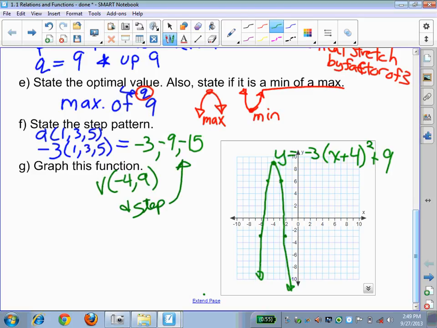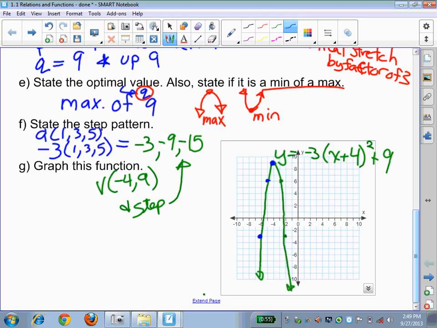Okay, so over here, ladies and gentlemen, we plot our vertex, which is at -4 and 9, and we use our step pattern. So as I go left 1, I go down 3, left 1, down 9, and left 1, down 15. It just doesn't fit on my graph.